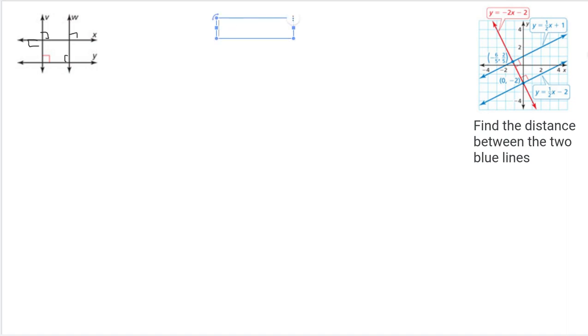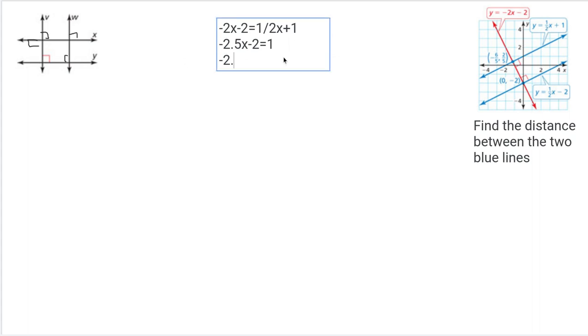The first thing we could do is take negative 2x minus 2, this equation here, and set it equal to this equation here, 1/2 x plus 1. By making them equal to each other, I'm asking when these two lines cross, when they are at the same point. I'm going to subtract 1/2 x from both sides. Then I get negative 2.5x minus 2 is equal to 1. Then I'm going to add 2 to both sides.